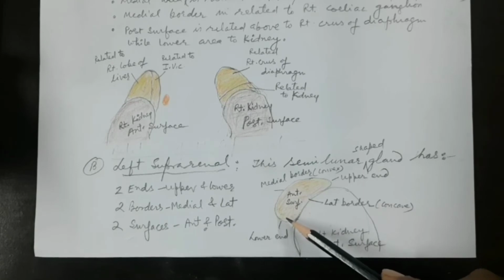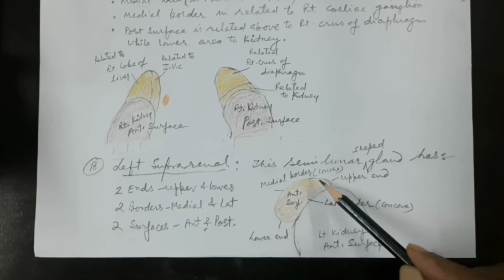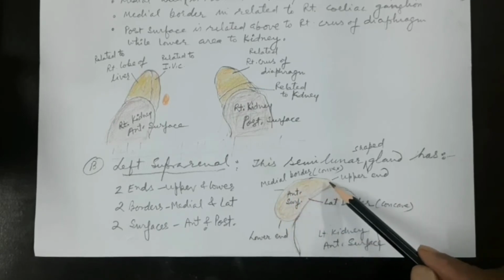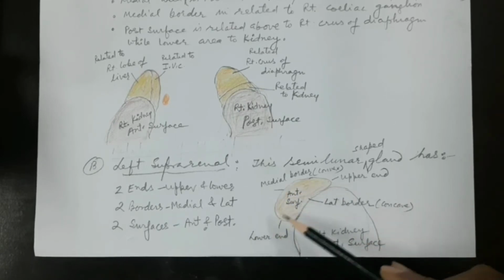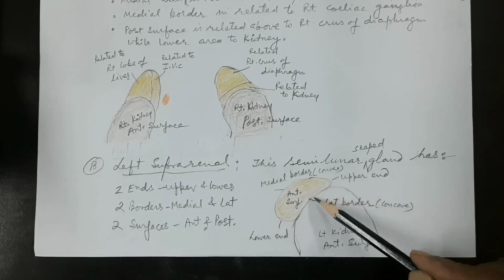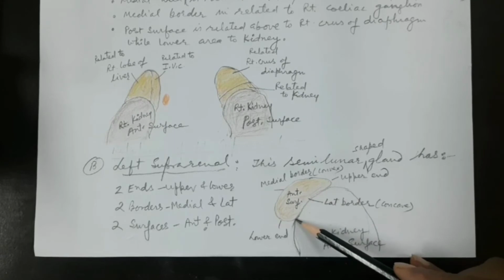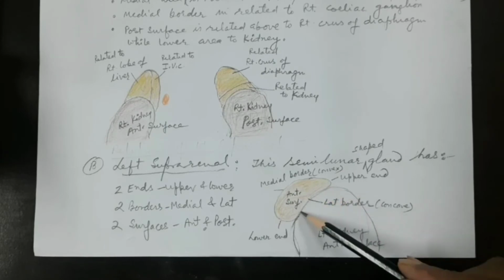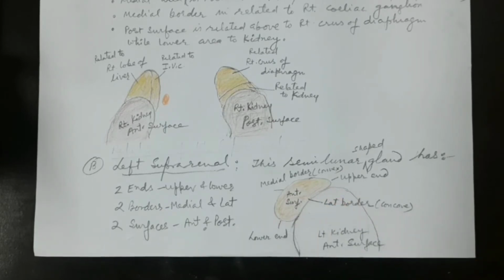Let us come to the borders. There is a medial border here. See this large medial convex border, which is facing towards the median plane. And then there is a lateral border here. This lateral border is concave because it is resting on the upper pole of the kidney, not the apex. The upper pole of the kidney is convex, so that's why the lateral border is concave.